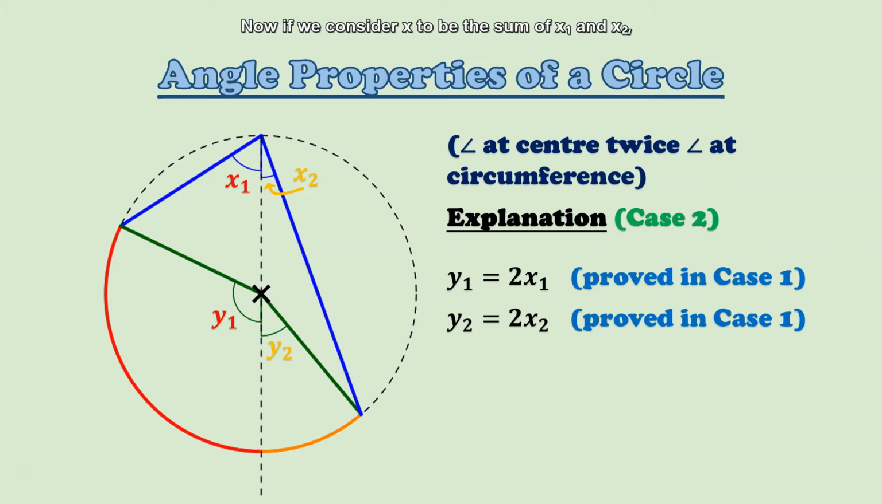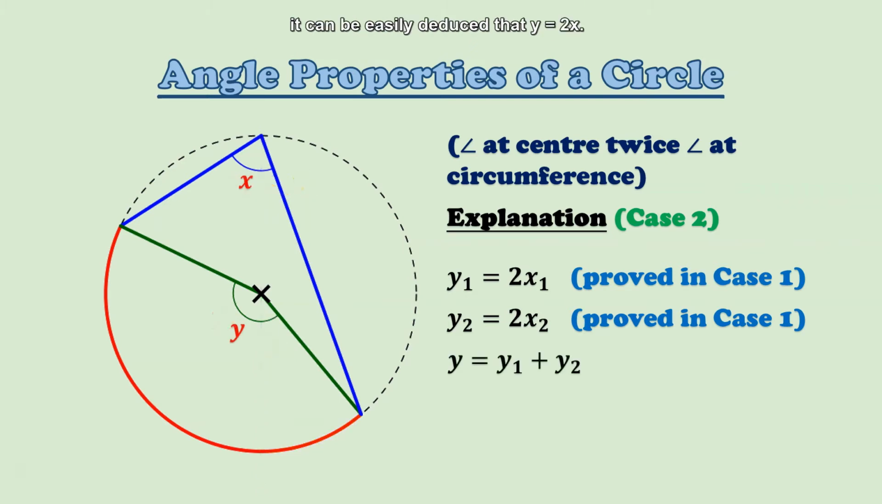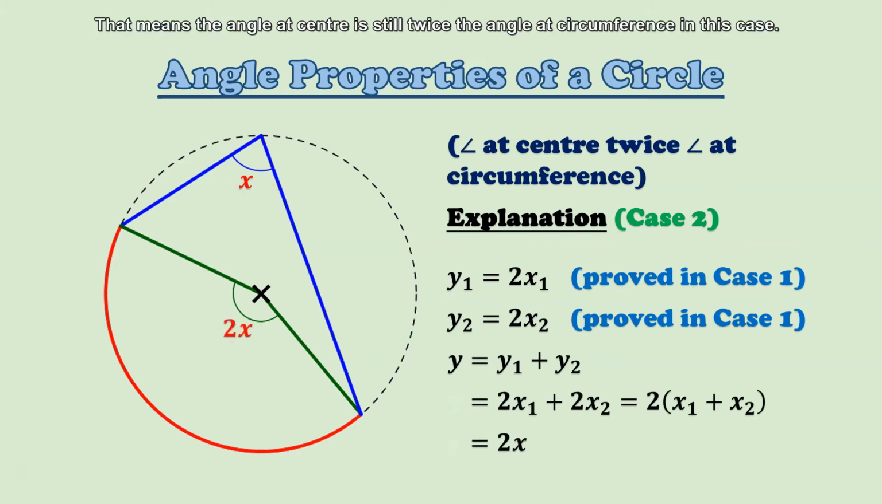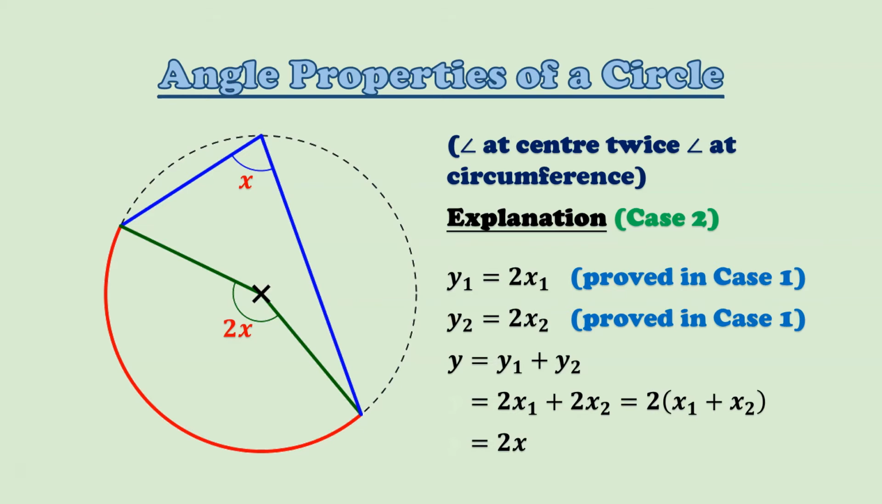Now if we consider x to be the sum of x1 and x2 and y to be the sum of y1 and y2, it can be easily deduced that y is equal to 2x. That means the angle at center is still twice the angle at circumference in this case.